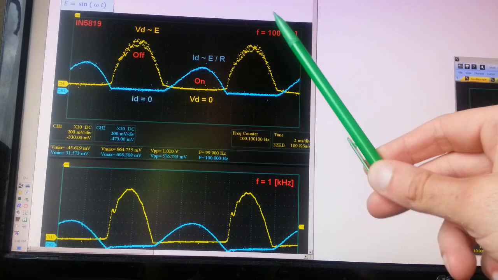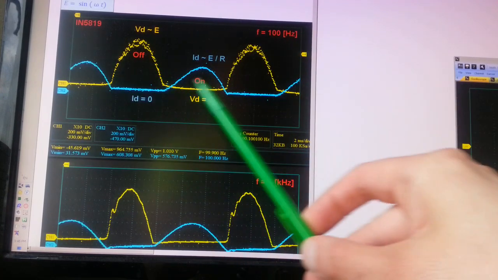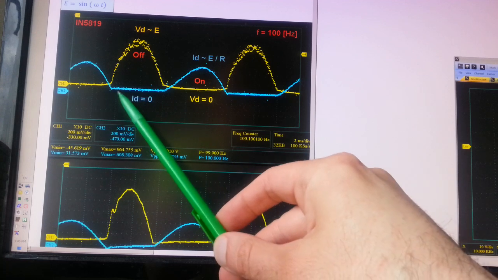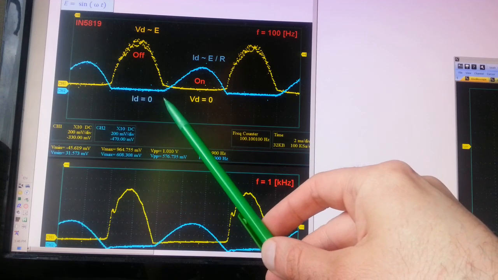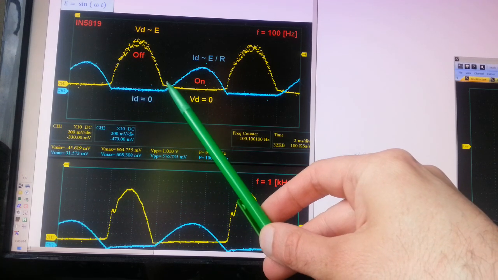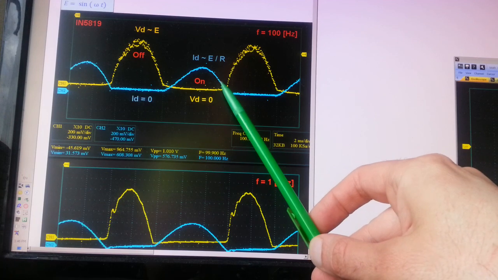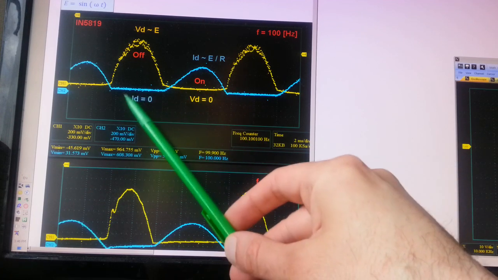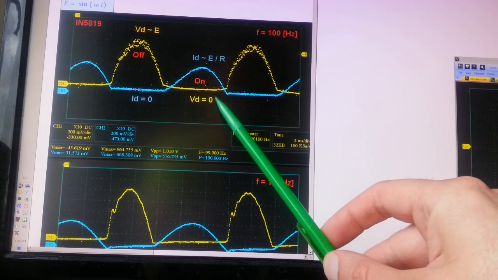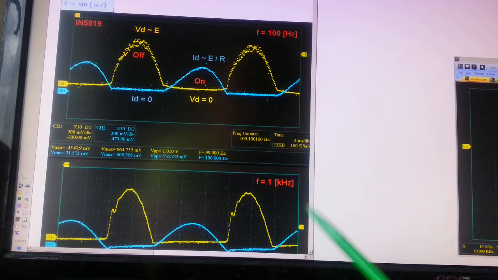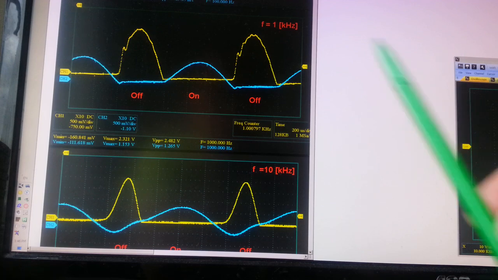So at low frequency, we know that the on and off times are approximately the same. The length of this moment is almost the same as the time duration where the diode is on. So off and on time are approximately the same. Now we're going to increase the frequency. So this is 1 kHz.